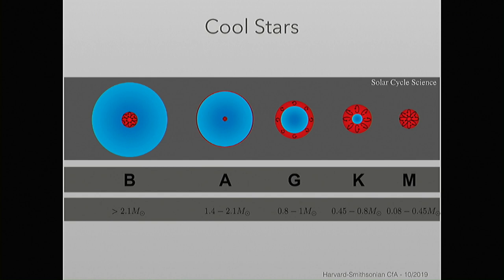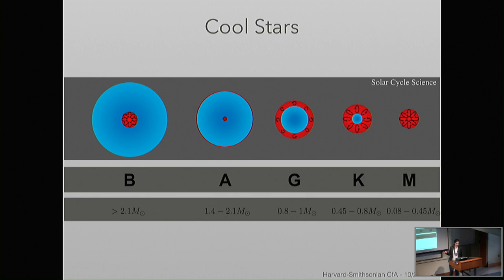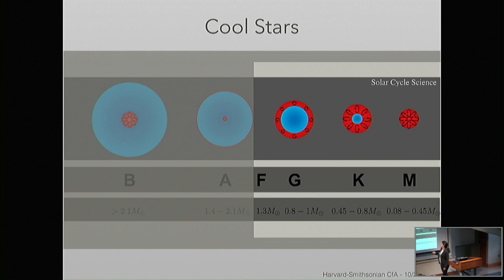So I'm showing here the diagram of stellar interiors for stars of different masses, from more massive to less massive. You can see in blue the radiative zone, and the red represents the convective zones. So low mass stars, up to 1.3 solar masses or so, have outer convective envelopes, and those are the ones that we call cool stars.